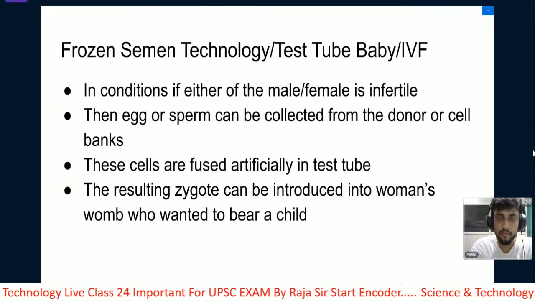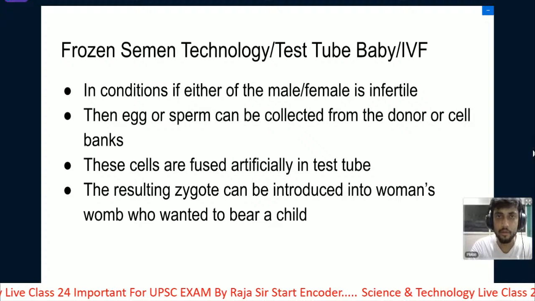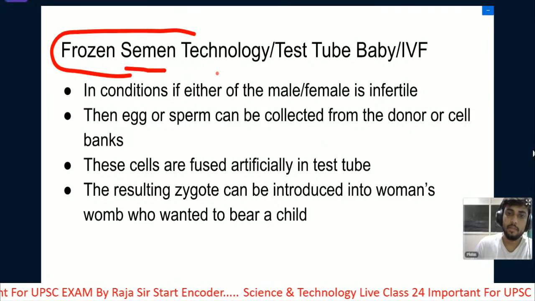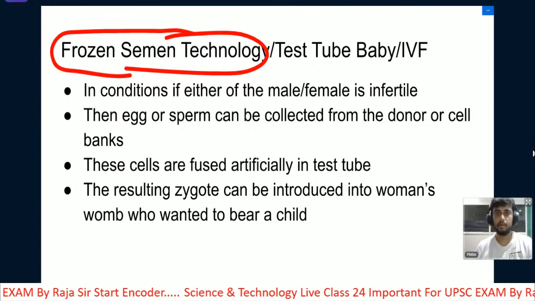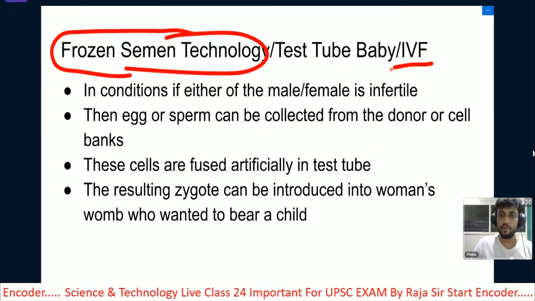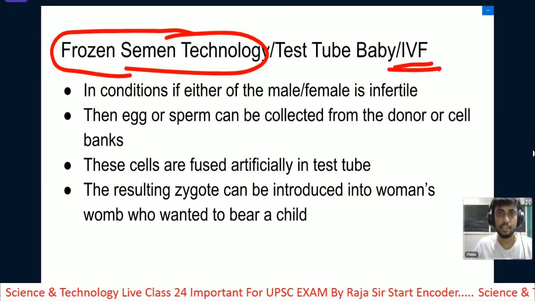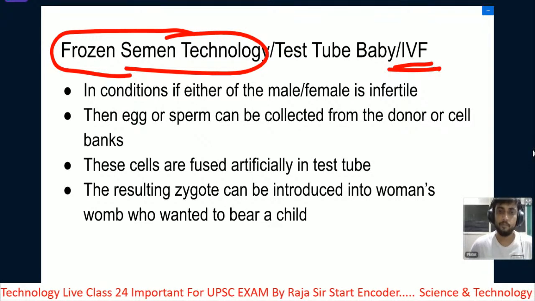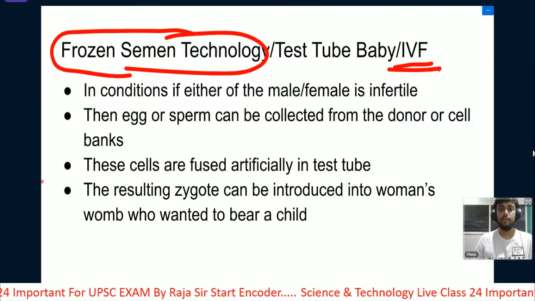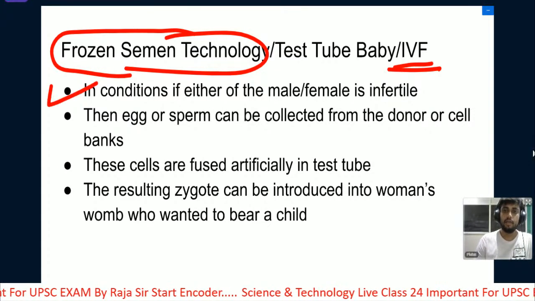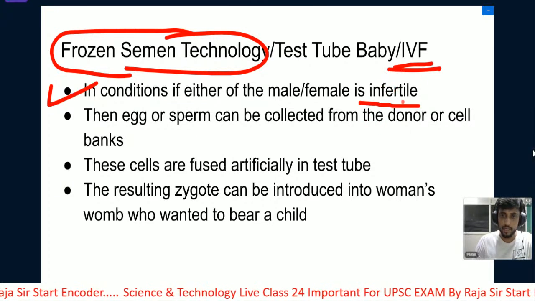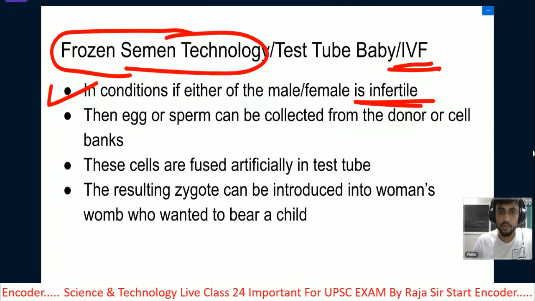Now this IVF is also known as the frozen semen technology, because, the name is very clear, we are storing these sperms in liquid nitrogen at very low temperatures. And this is in vitro fertilization because we are achieving fertilization outside the human body. So this technique, IVF, is used in conditions where either the male or female is infertile. If either one of them is infertile, then IVF can be used.